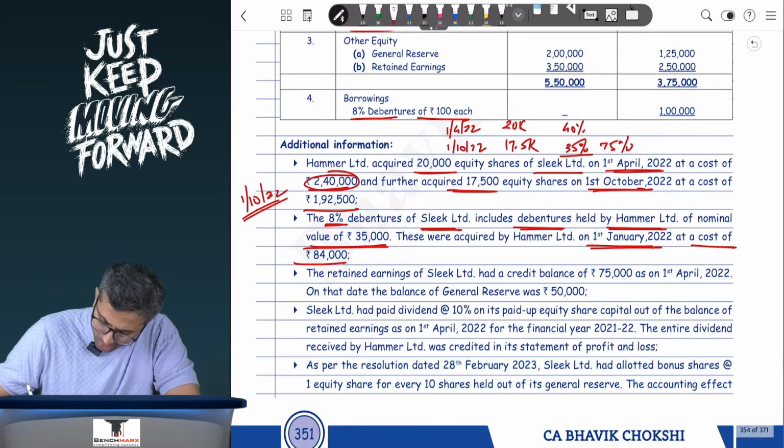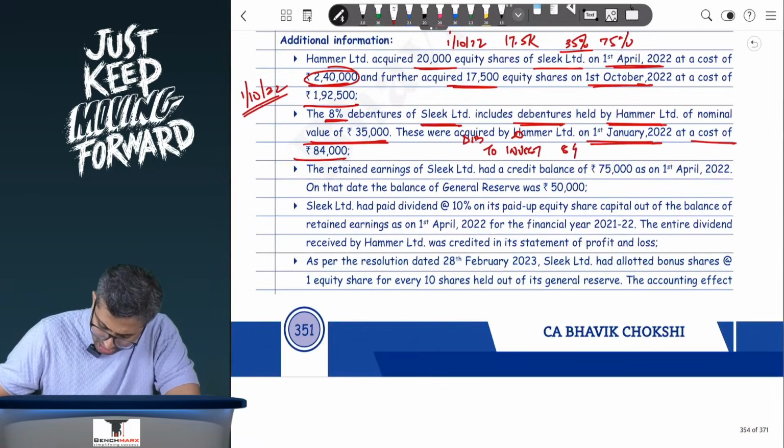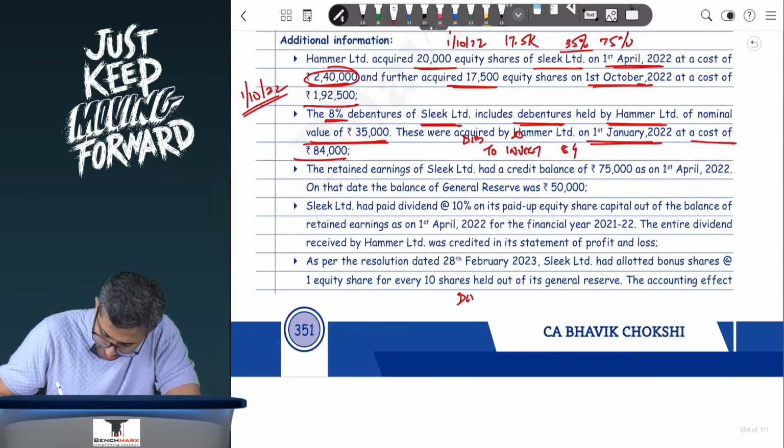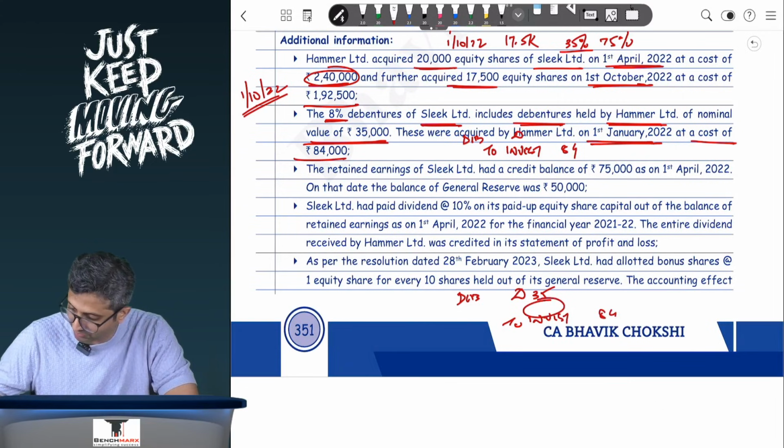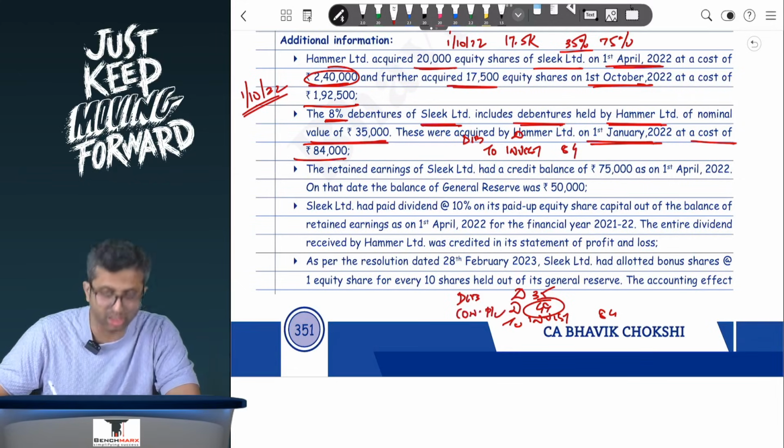So your entry over here will be, you will eliminate the investment of 84,000. You will debit your debentures, let us say, by 35,000. I'm sorry, I don't have place over here. So your debentures will be debited, because the liability will be debited, by 35,000, and investment will be credited by 84,000. Hence there is a balancing figure, which is 84 minus 35. There is a 49,000 loss, and this 49,000 loss will be taken into the consolidated P&L account. I'm just discussing the adjustments.